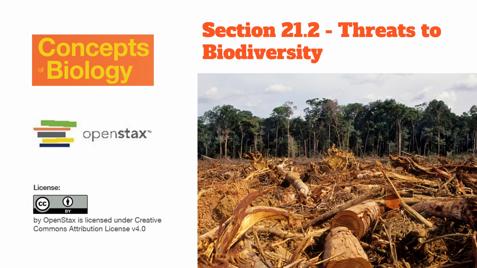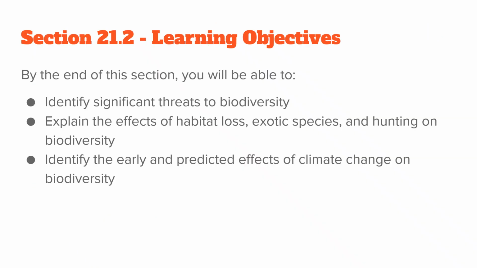of the image. In this section, we will examine the main drivers of biodiversity loss: habitat destruction, overharvesting, invasive species, hunting, and climate change. Understanding these threats is the first step toward protecting ecosystems. By the end of this section, you should be able to identify the significant threats to biodiversity, explain the effects of habitat loss, exotic species, and hunting, and discuss early and predicted effects of climate change on biodiversity.